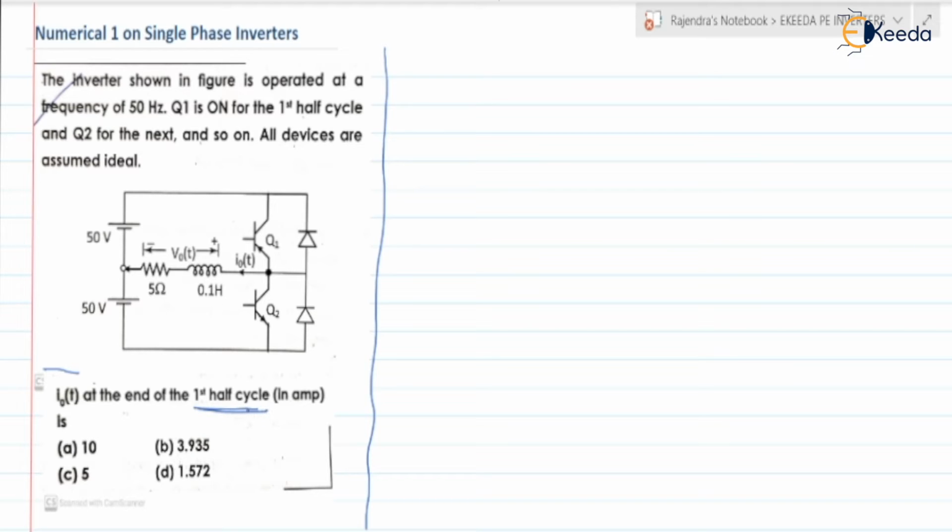So the meaning is before that cycle none of the BJTs will be in the on state. For the very first cycle when the transistor Q1 is turned on, current will be flowing from the source through Q1 and the load, and again back to the source. In this way the current will be flowing. Suppose at t is equal to 0, Q1 is turned on.